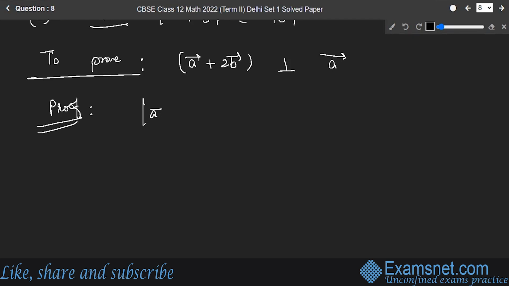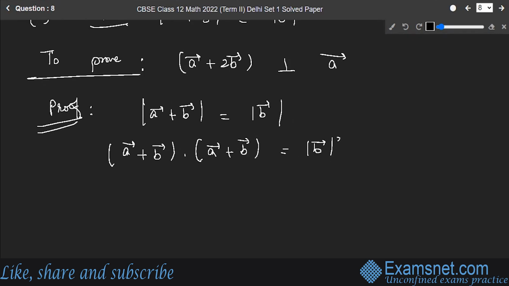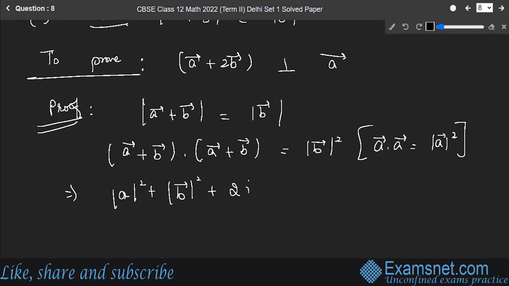So you are given that this is equal to B vector, right? Which means the dot product of this vector is equal to this. See what formula I'm using, that the dot product of the two same vectors is equal to the square of the magnitude of them. Okay, so this is equal to magnitude of A square plus magnitude of B square plus 2 into dot product of these two vectors. That is equal to this, right?